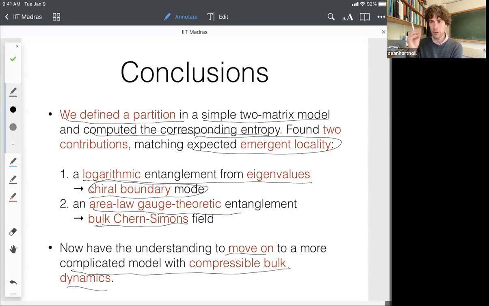And what we're thinking about doing now is trying to move on to more complicated matrix quantum mechanics that do have some compressible dynamics. The reason this case is easy is that the Gauss law is really strong. Almost everything is determined by the Gauss law in this system, and there's not a lot of dynamics. So the bulk in particular is purely gauge theoretic, and that made it easier.